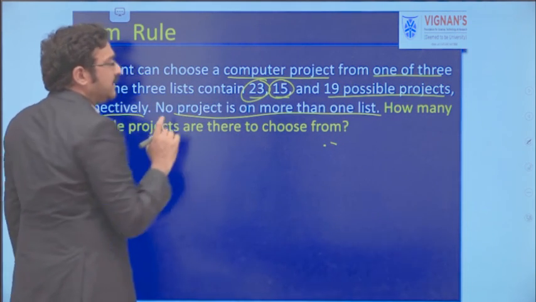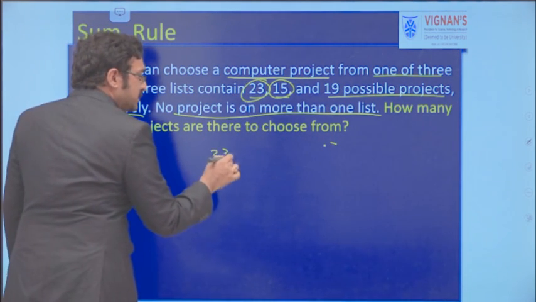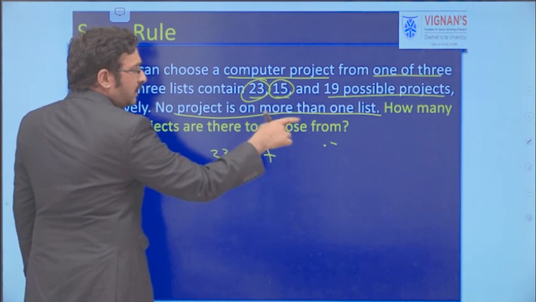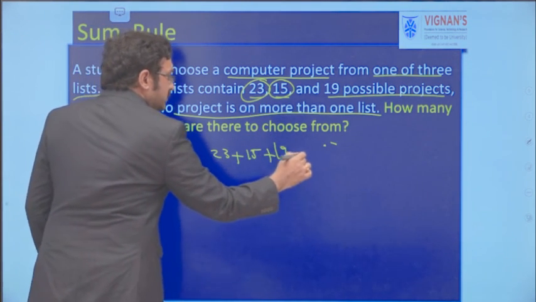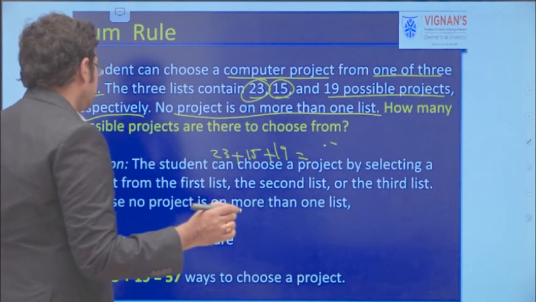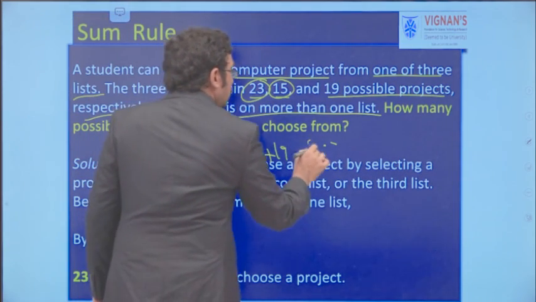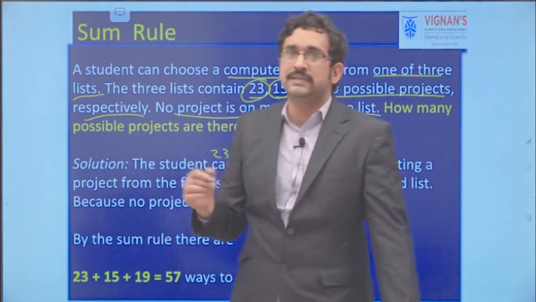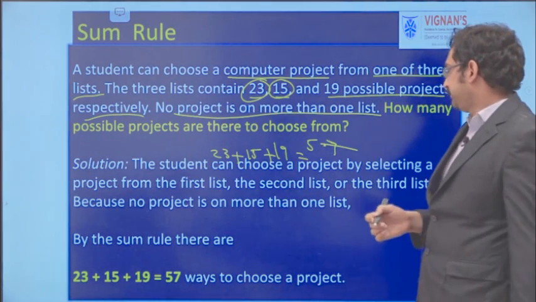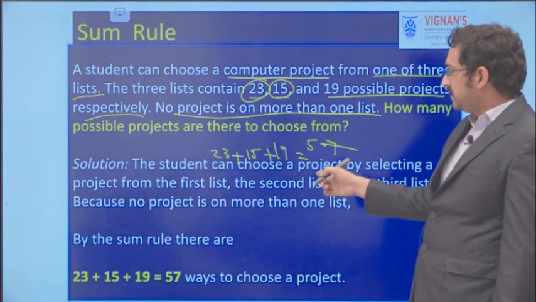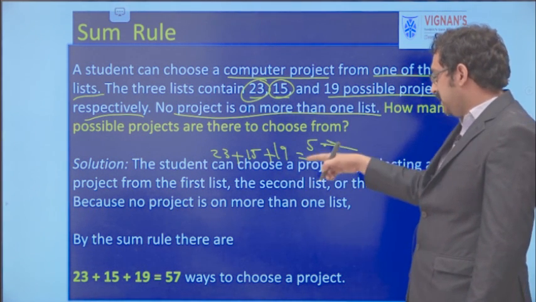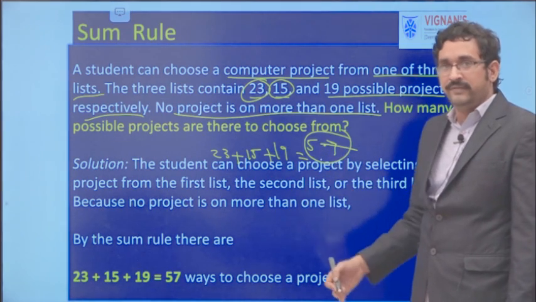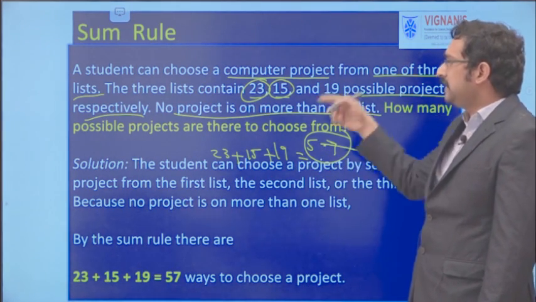From the first list there are 23 options. For the second list we have 15 options. For the third list we have 19 options. So total 23 plus 15 plus 19, which is 57 ways, such that the project will be different. So by the sum rule, 23 plus 15 plus 19 equals 57 ways. So there are 57 different ways to choose a project from the given lists.